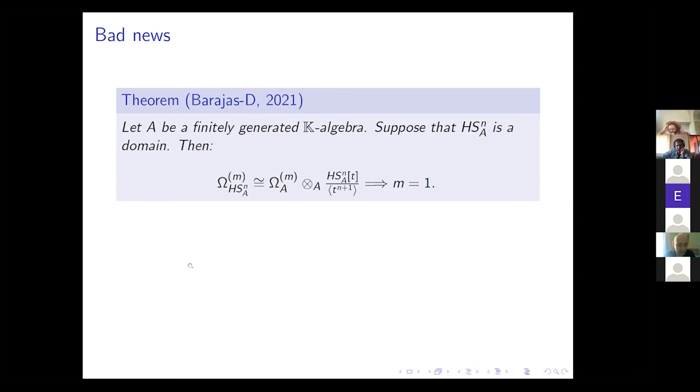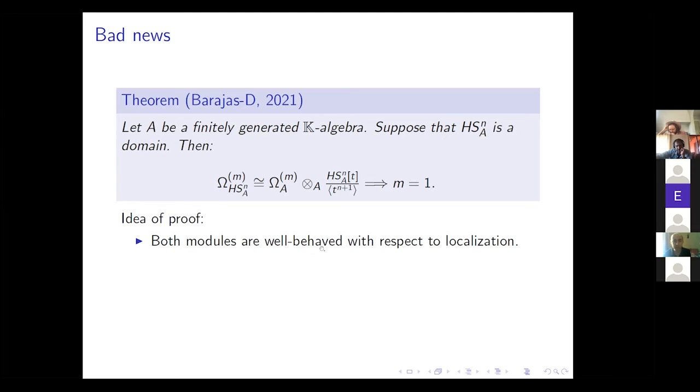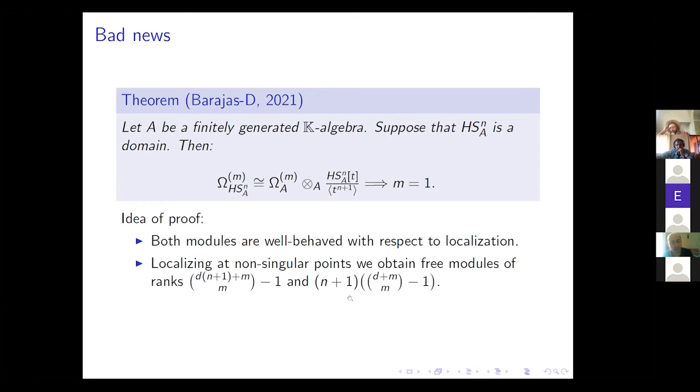Well, first, you need to know that both modules are well behaved with respect to localization, okay? Once you know this, it's just a matter of localizing at non-singular points, and on the left side you obtain a free module of this rank, and on the other side, a free module of this rank. A straightforward combinatorial argument shows that these two numbers are equal only for m equals 1. Okay, so forget it. We don't have a higher order formula because the generic rank increases differently. Okay, this is the reason.